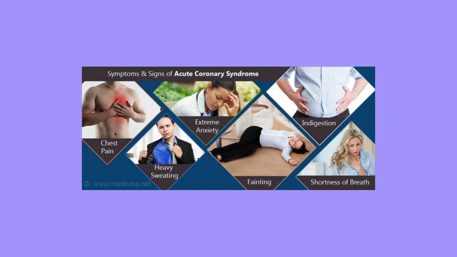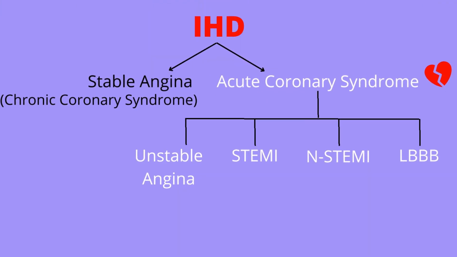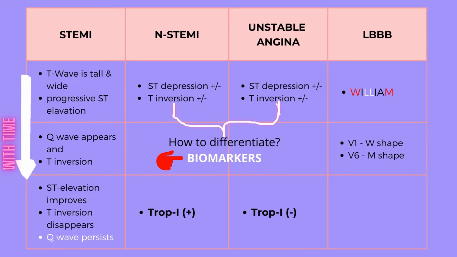Okay, enough talking about clinical features. Let's quickly move to our important part: how to differentiate the 4 types of ACS. We divide this into 4 by 12 leads ECG plus cardiac biomarkers. Clinical features are almost the same. The 4 types of ACS are STEMI, ST elevated myocardial infarction, non-STEMI, non-ST elevated myocardial infarction, and then unstable angina, and LBBB, left bundle branch block.